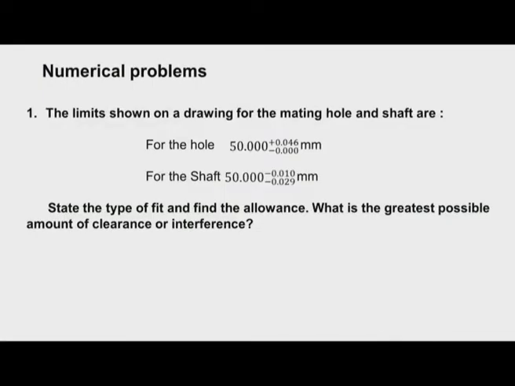Now let us start problem number 1. The limits shown on a drawing for the mating hole and shaft are given here. For the hole, the basic size is 50 and the limits are shown here, and for the shaft again the basic size is 50 and these are the upper limit and lower limit. Now we have to find the allowance, and then state the type of fit. We have to calculate the greatest possible amount of clearance or interference. Over to the blackboard.